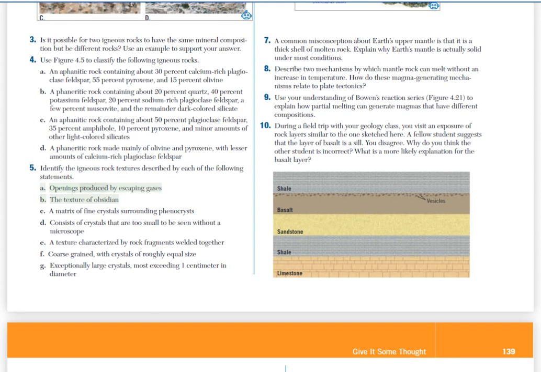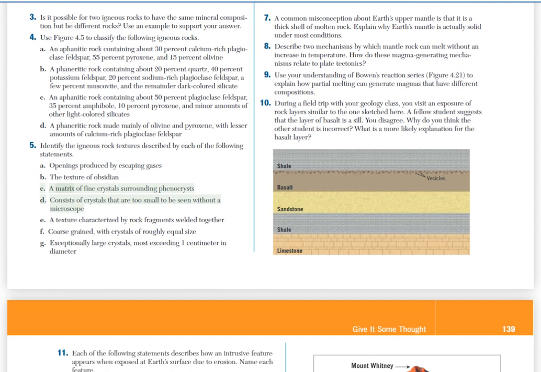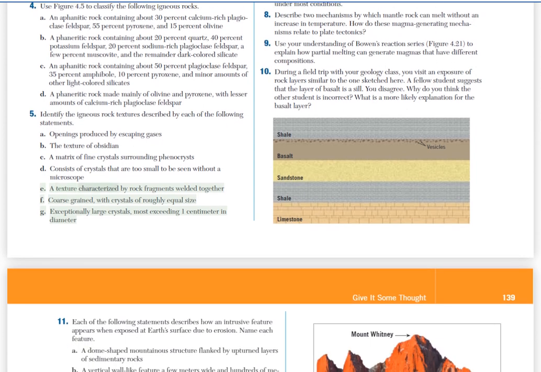A. Openings produced by escaping gases. B. The texture of obsidian. C. The matrix of fine crystals surrounding phenocrysts. D. Consists of crystals that are too small to be seen without a microscope. E. A texture characterized by rock fragments welded together. F. Coarse-grained, with crystals of roughly equal size. G. Exceptionally large crystals, most exceeding 1 cm in diameter.